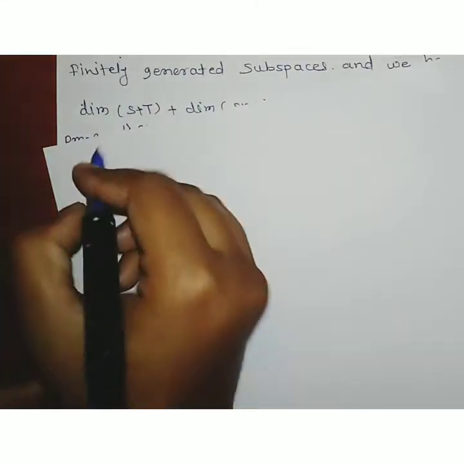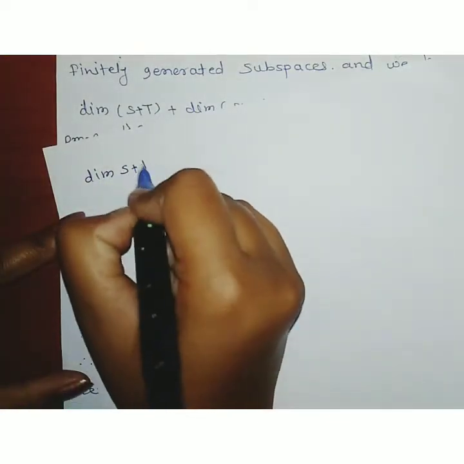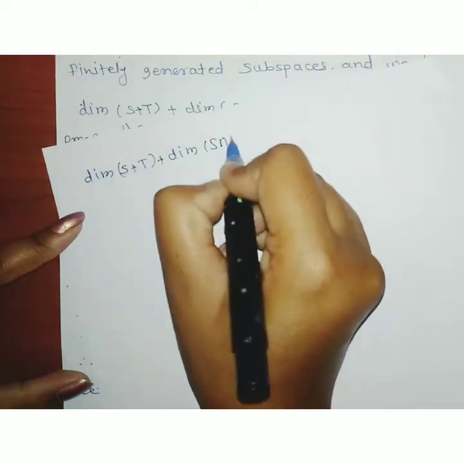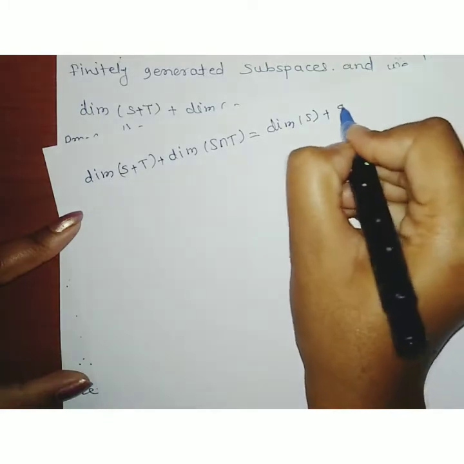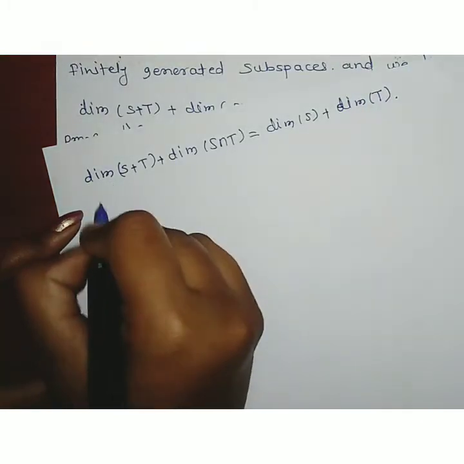We have to prove that the dimension of S plus T plus the dimension of S intersection T is equal to the dimension of S plus the dimension of T. That is what we have to prove.